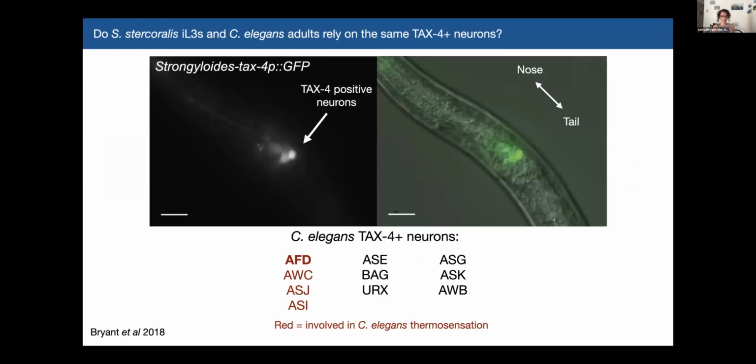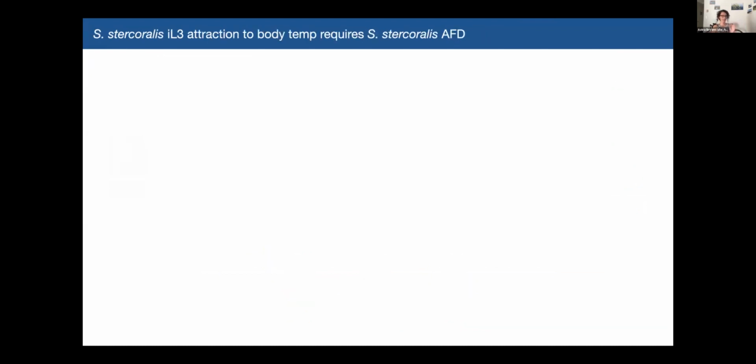In both C. elegans and S. stercoralis, tax-4 is expressed in multiple head sensory neurons. And in C. elegans, the list of tax-4 positive neurons includes several that contribute to thermosensation, including the primary thermosensory neuron pair, AFD. So I wanted to know, in IL-3s, does the attraction to host body temperature depend on the S. stercoralis AFD homologs, or have the parasites co-opted other neurons? To answer this question, I first had to identify the S. stercoralis AFD neurons, which turned out to be a 20-year-old mystery in the field of parasitology that I solved using a genetic approach that I don't have time to tell you about today.